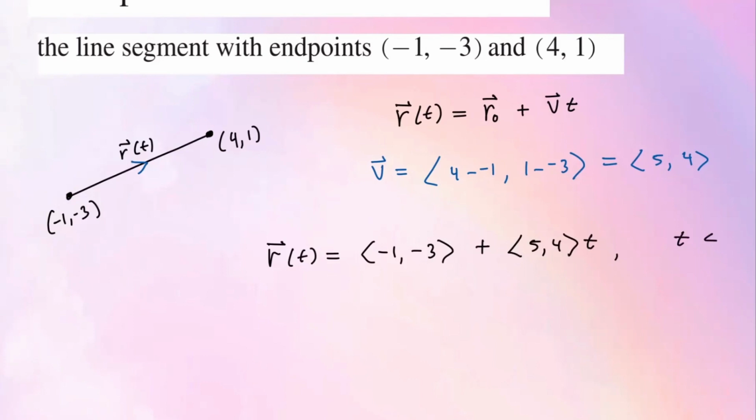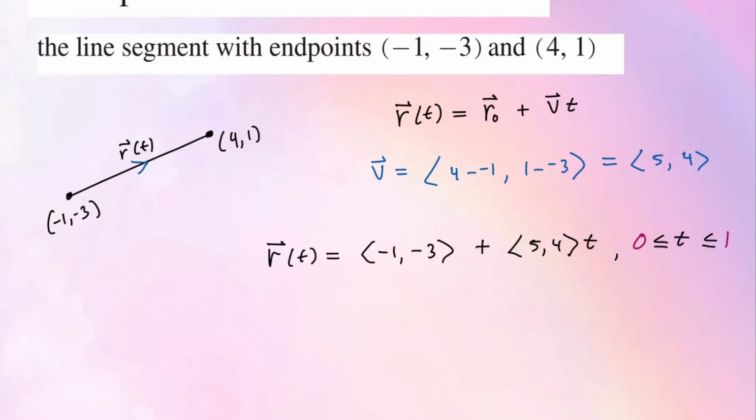And now we need to put the boundary on t. Well, when t equals 0, this will disappear, so we're going to be at the initial point. So t will start from 0. And then when t equals 1, our vector equation will become -1 plus 5, that will be 4, and then -3 plus 4, that will be 1. So when t equals 1, we're going to be at the final point.